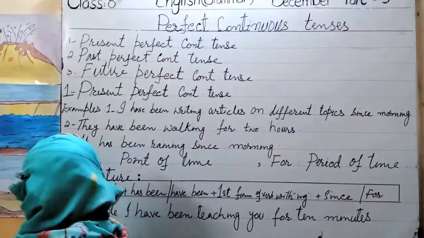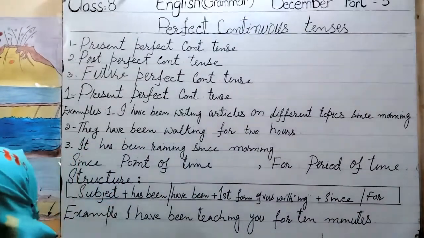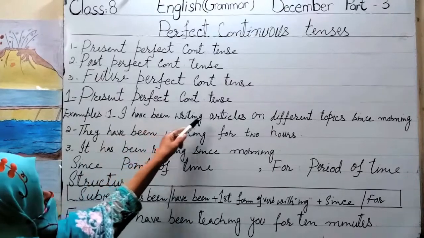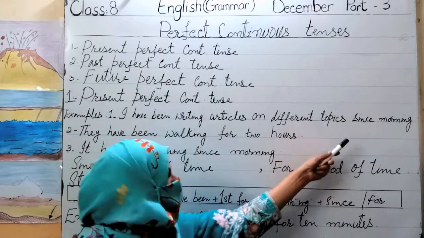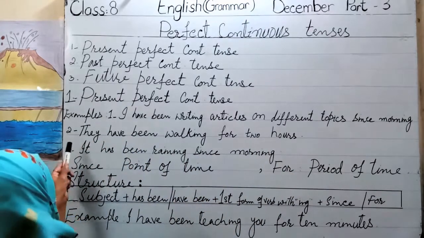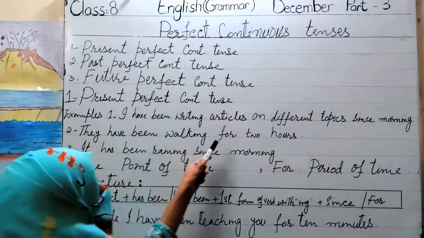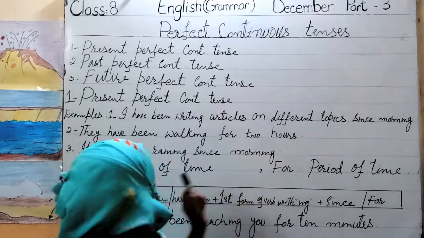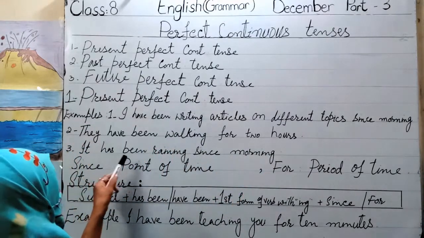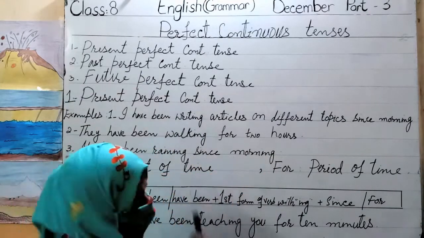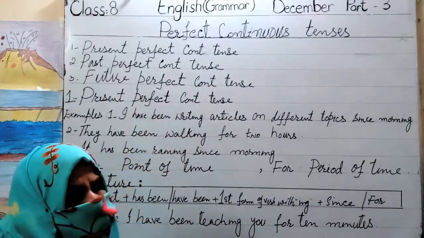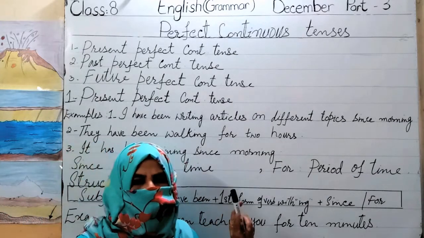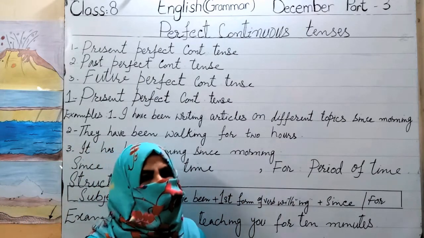Let's see another examples. Number 1. I have been writing articles on different topics since morning. They have been walking for 2 hours. It has been raining since morning. These sentences show that the work started in the past and it is still going on.